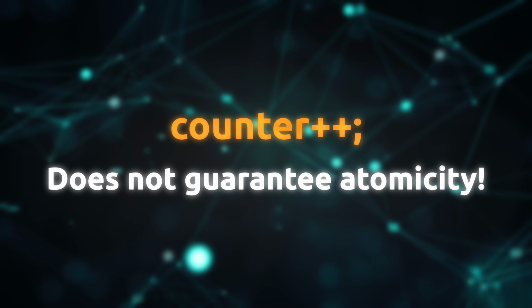However, it's important to note that volatile doesn't guarantee atomicity for complex operations. For example, incrementing a variable, counter++, is not atomic. It involves multiple steps and volatile can't prevent other threads from interfering in the middle. So this raises a big question. When should you use volatile?